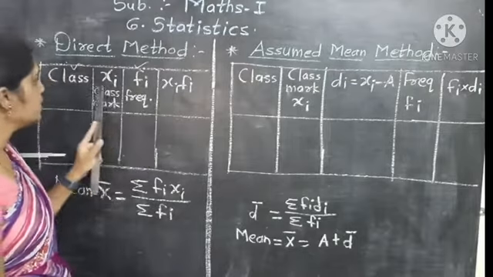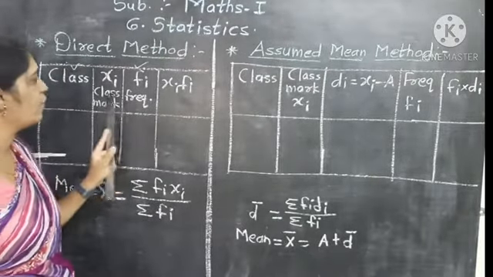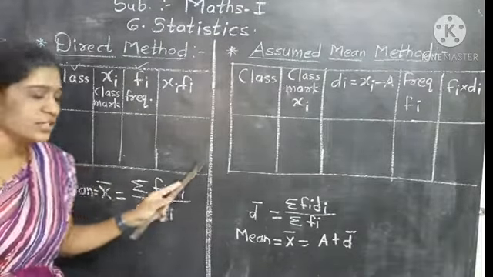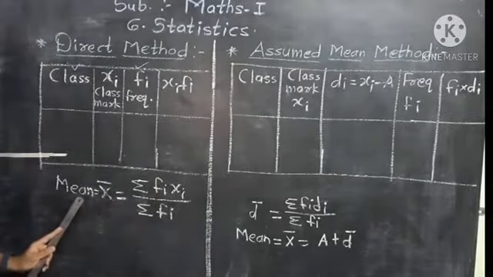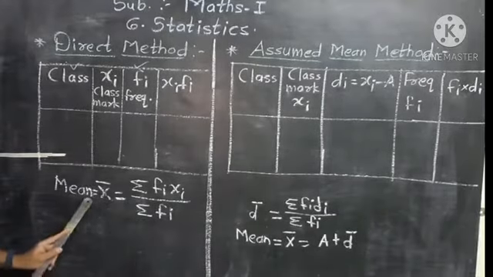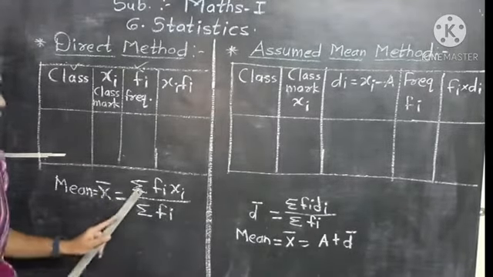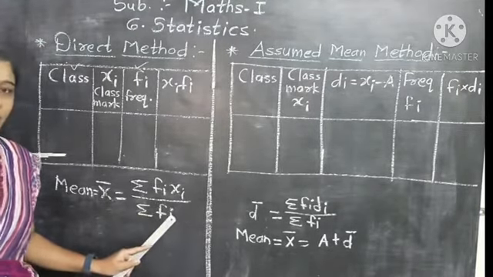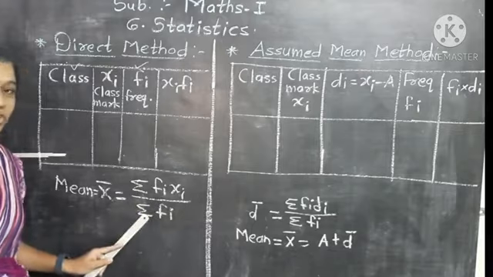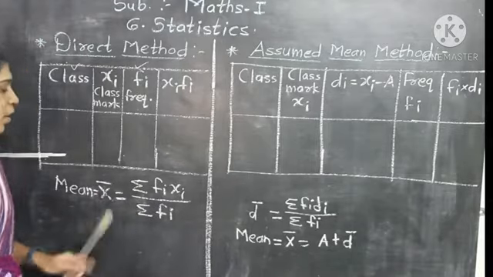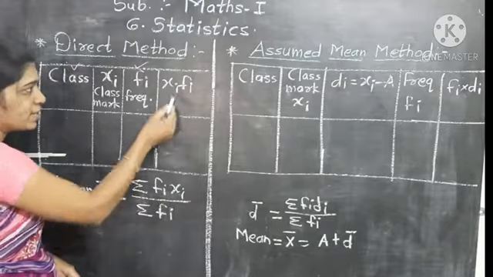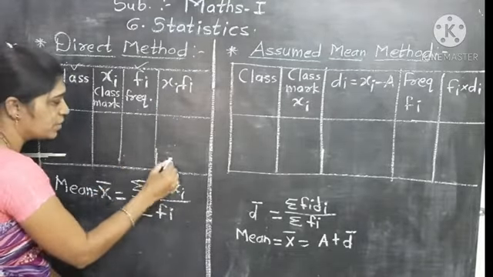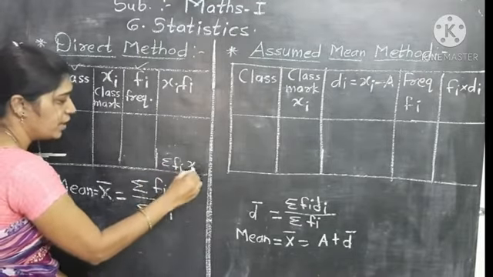And the last column is the multiplication of xi into fi. We calculate all these 4 columns and complete them first. And then what is the formula for finding the mean by the direct method? Mean, x bar, is equal to summation fi xi divided by summation fi. We call it summation or sigma. Okay, how does this become summation fi xi? This is the column of fi xi or xi fi. The sum of this column we call summation fi xi.